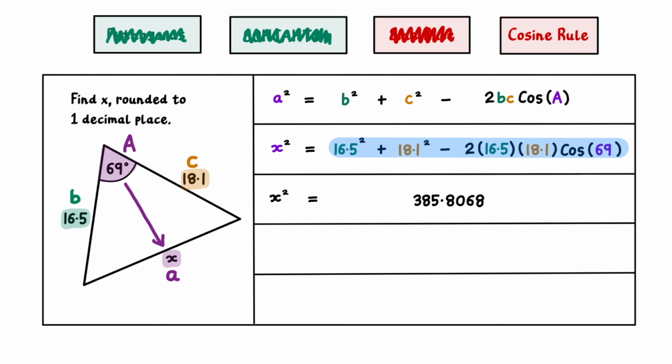To isolate the x, all we need to do is remove the squared operator. We do this by doing the inverse operation, which is square rooting. Typing the right-hand side into our calculator tells us that x equals 19.6.